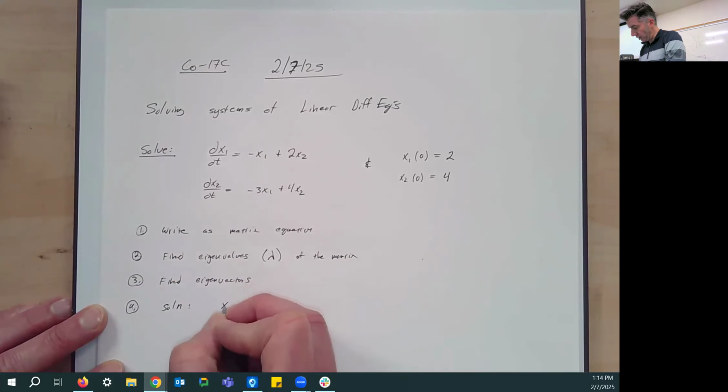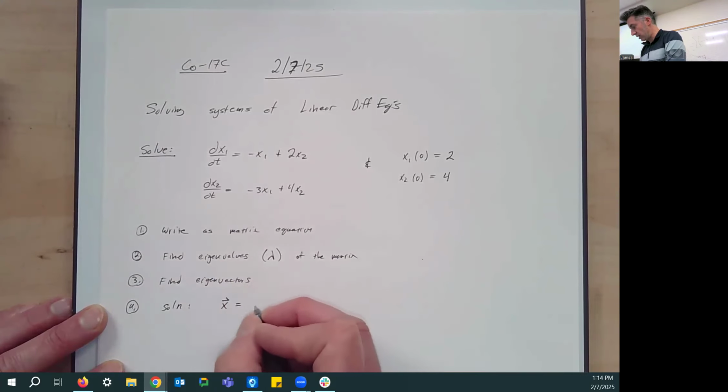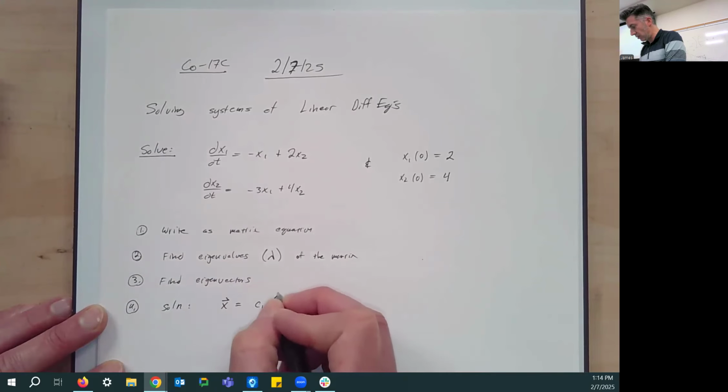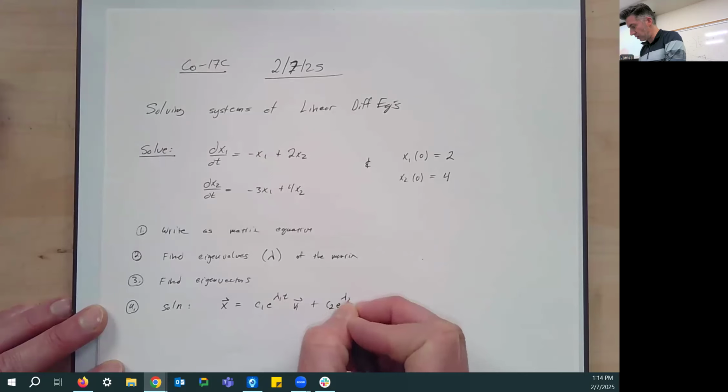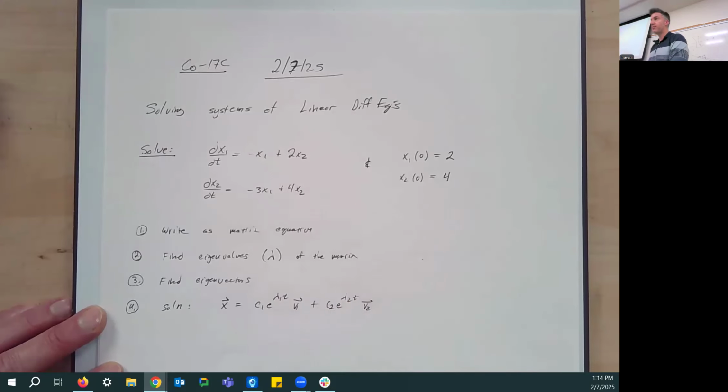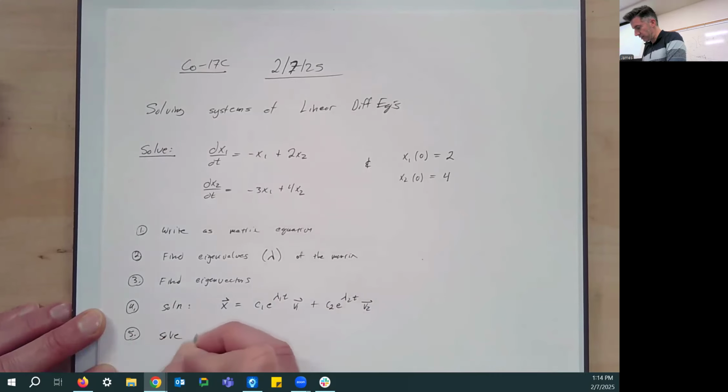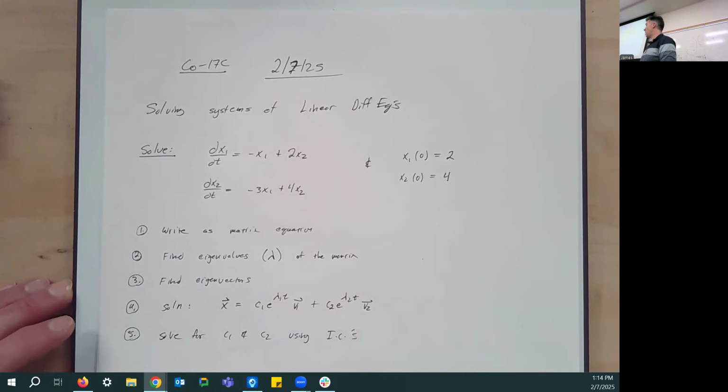which is going to be that our vector x consisting of x1 and x2 is going to equal c1 e to the lambda 1 t times v1 plus c2 e to the lambda 2 t times v2. And then finally, 5, solve for our constants c1 and c2 using the initial conditions. So there's a lot to do here. It is pretty rote, though, meaning it's always the same 5 steps. It's always find the eigenvalues, find the eigenvectors, et cetera.